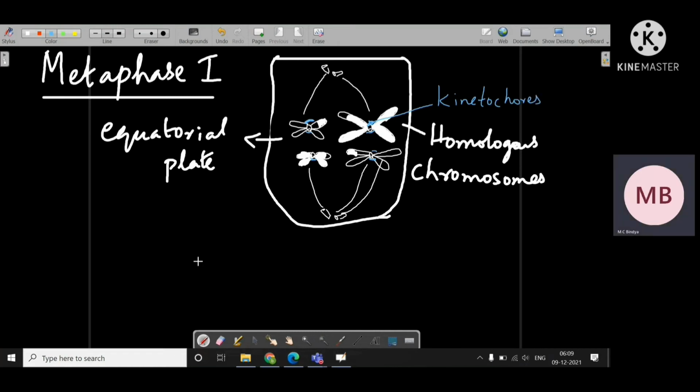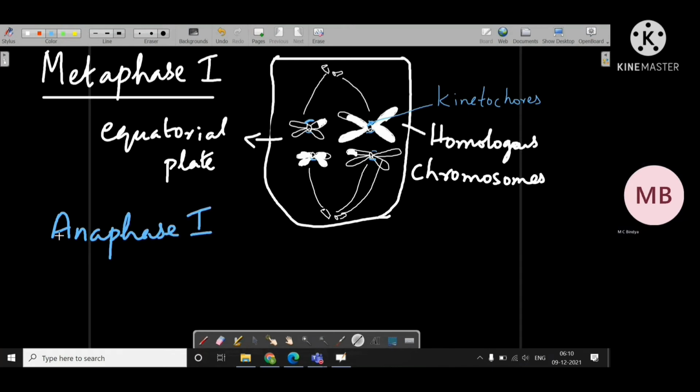Now the next is Anaphase stage. During the Anaphase 1 phase, whatever homologous chromosomes are arranged at the equatorial plate, they separate and they are being pulled towards the pole area by the microtubules that are produced by the centrioles.